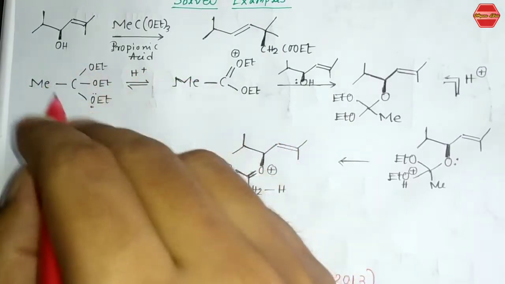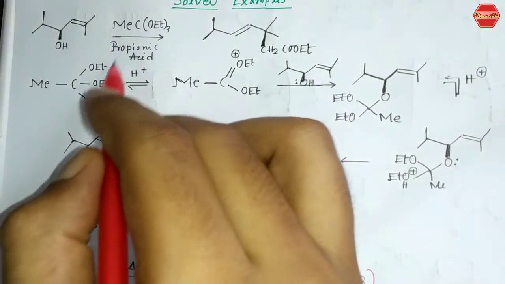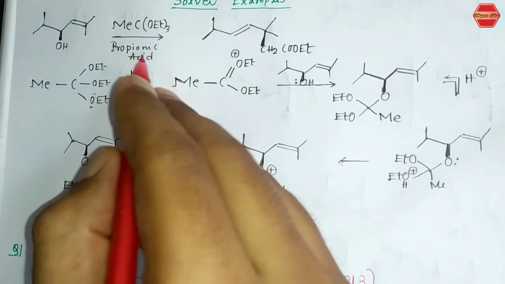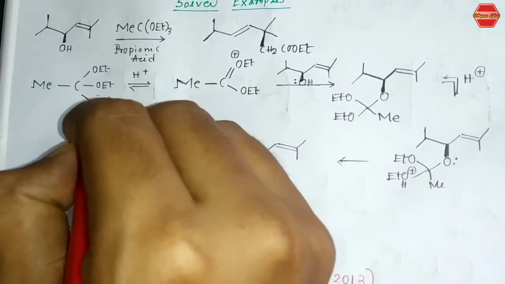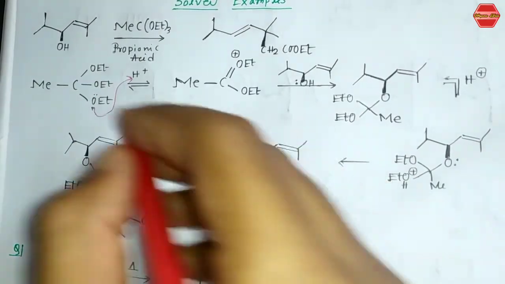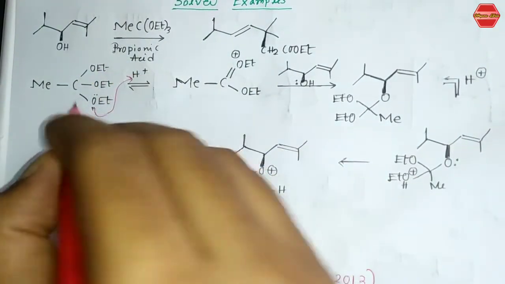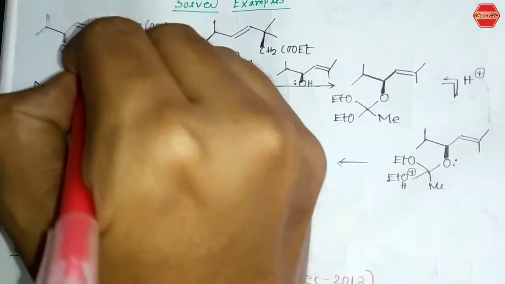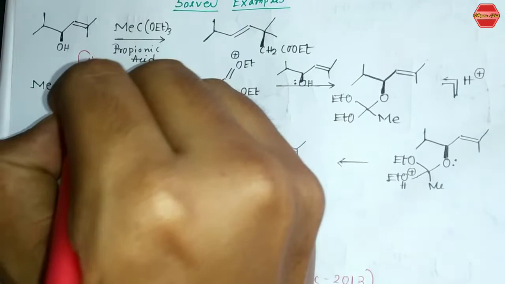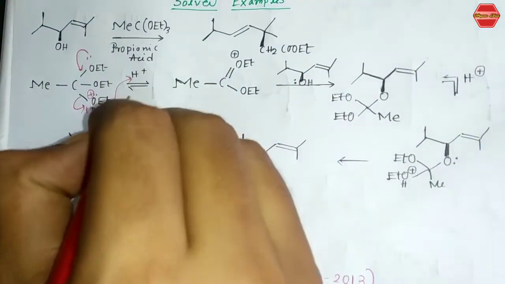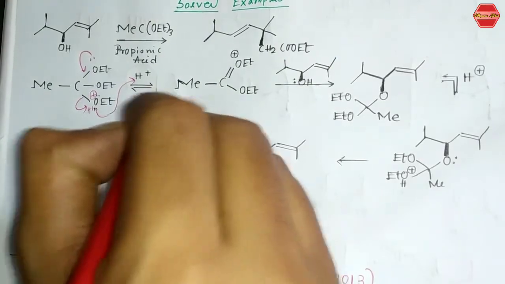Now we can write this structure in this way. So in the acidic medium you have the H+, so oxygen has a lone pair, it takes a proton from here. So if it takes a proton, it will get protonated, so EtOH+, and one OEt pushes back its electron pair, and this EtOH will leave from the system as ethanol, right? So ethanol will leave from the system.